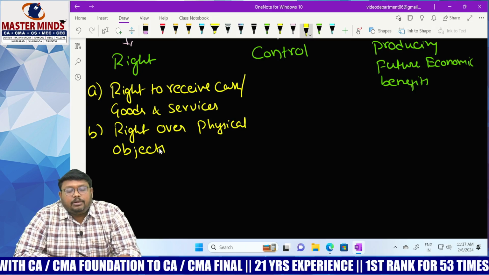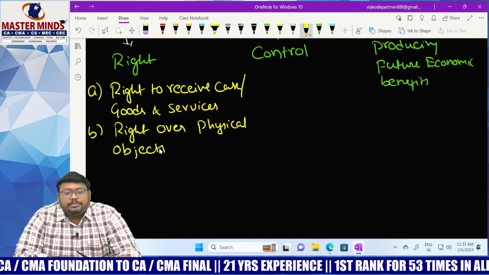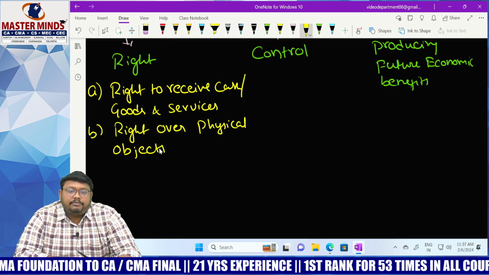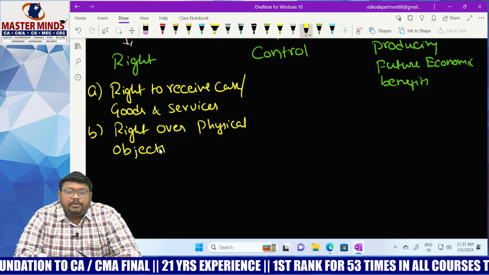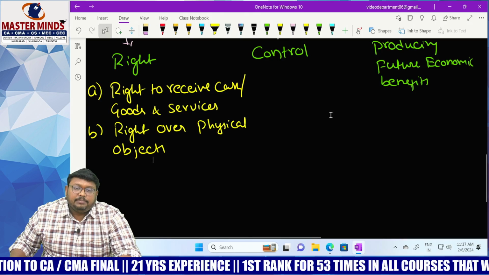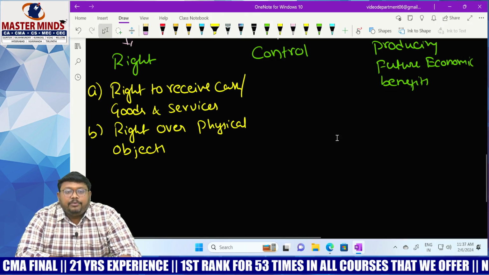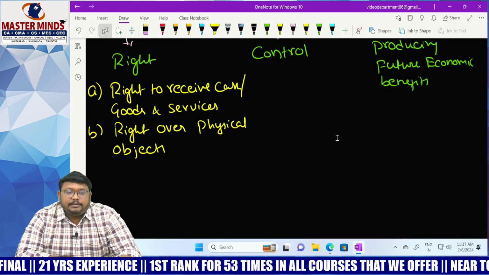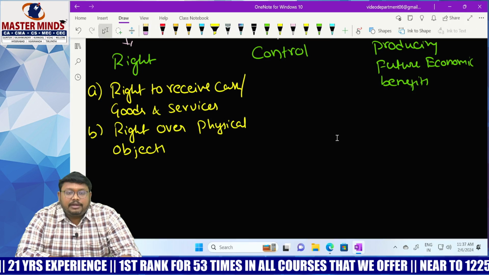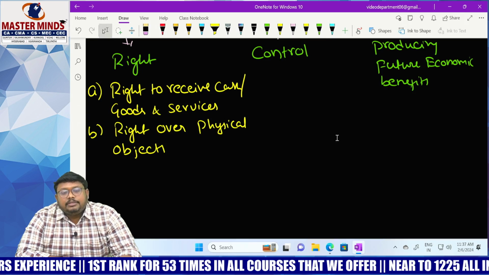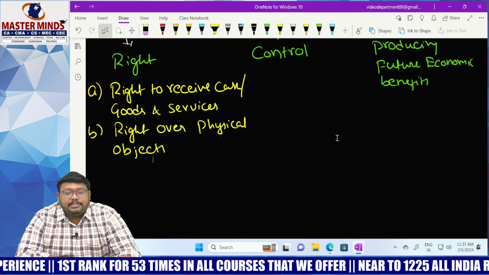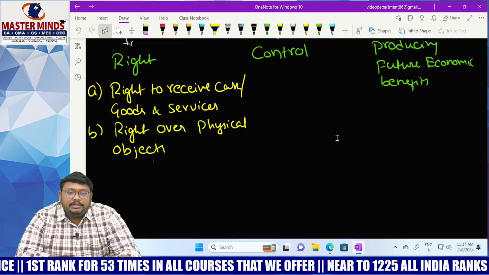Right over physical objects. So what is the right over physical objects? For example, if you purchased a car for your personal purpose, you have all the rights against that car. If you want to sell the car, you have the right to sell, and if you want to use the car, you have the right to use because you are the owner. So here, assets means we have rights over the physical objects.